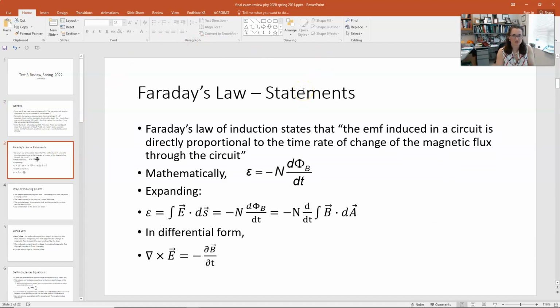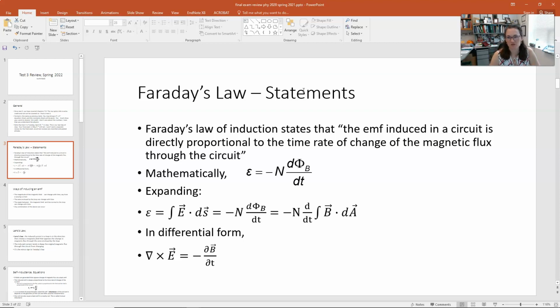Okay, so right into the material. First of all, we covered Faraday's law of induction, and it states that the electromotive force induced in a circuit is directly proportional to the time rate of change of the magnetic flux through the circuit. Now, first, remember that electromotive force is a voltage, not a force, okay? It's just an old-timey term for a voltage.